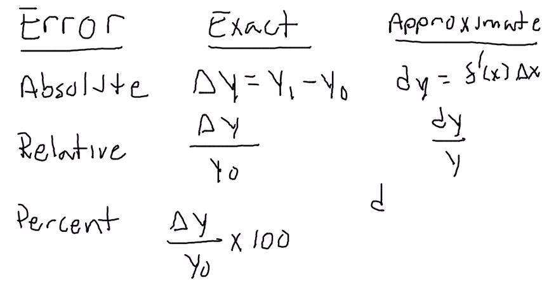Or dy over y sub 0 times 100, to get it in the percent range. This error stuff is not something you'll have on the AP exam, but I will test you on it. It's something you should know. So we'll get into that a little bit, and I'll do an example of that later on in the notes here.